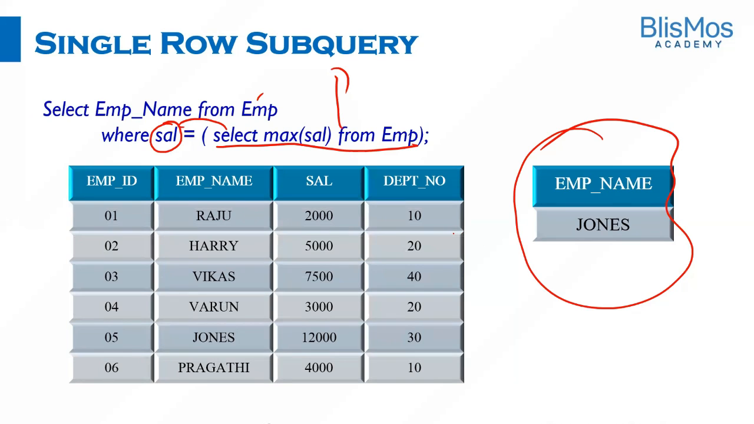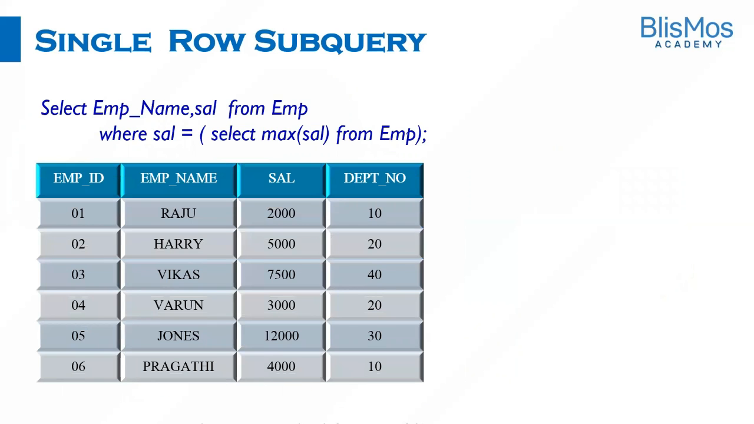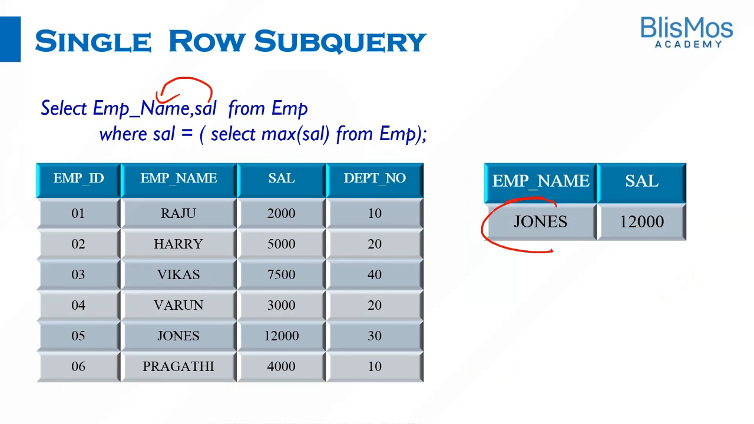What if I want to get the maximum salary also along with the employee name? Don't worry, we have a solution for that. All you have to do is select the salary also along with the name. That gives you the name of the person who has the maximum salary and also the maximum salary. We understood single row subquery.